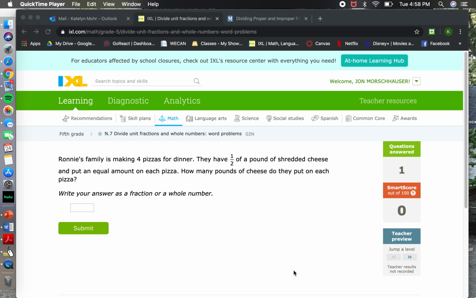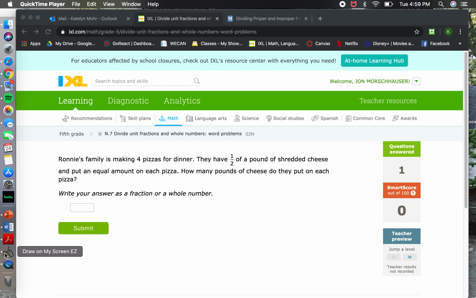We are going to be doing some more things with dividing fractions today, but this time we're going to be doing word problems. So this is going to look exactly like the daily problem that we had yesterday, and there was some confusion on that problem, so I just want to go over how to do these types of problems before you go ahead and do this IXL on your own.